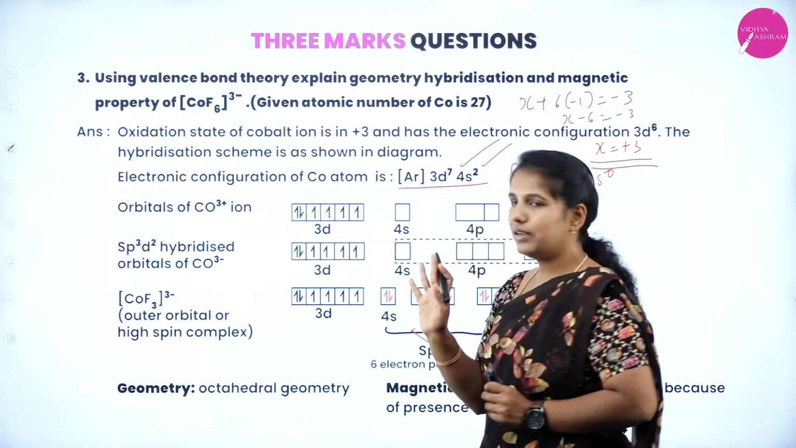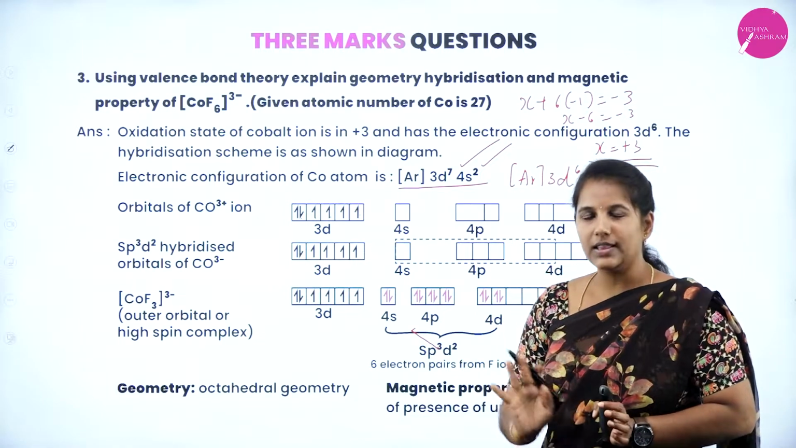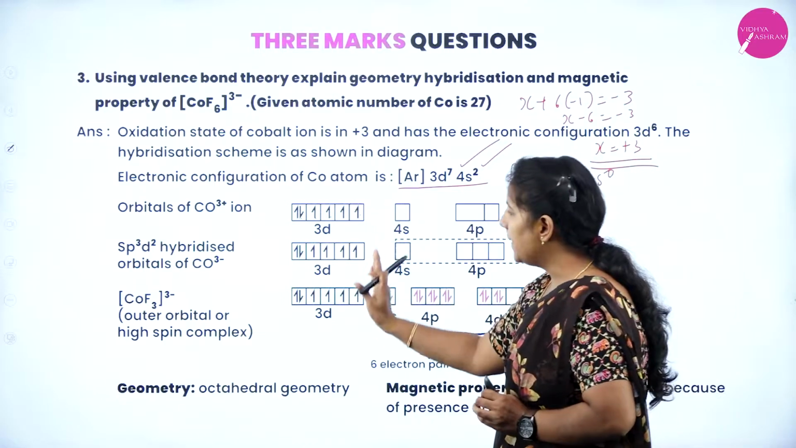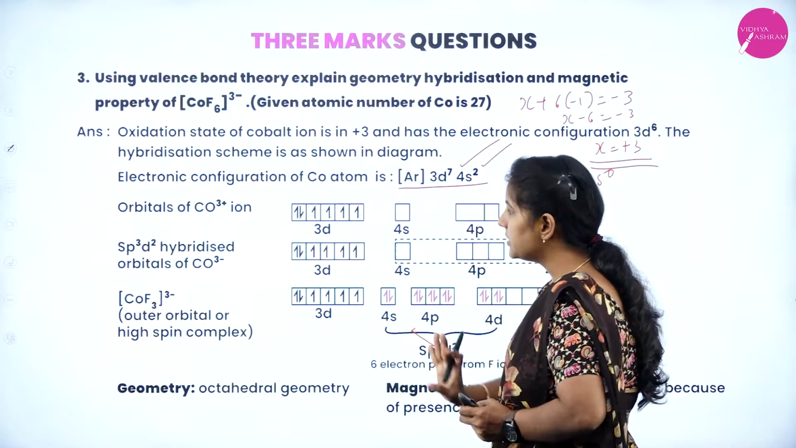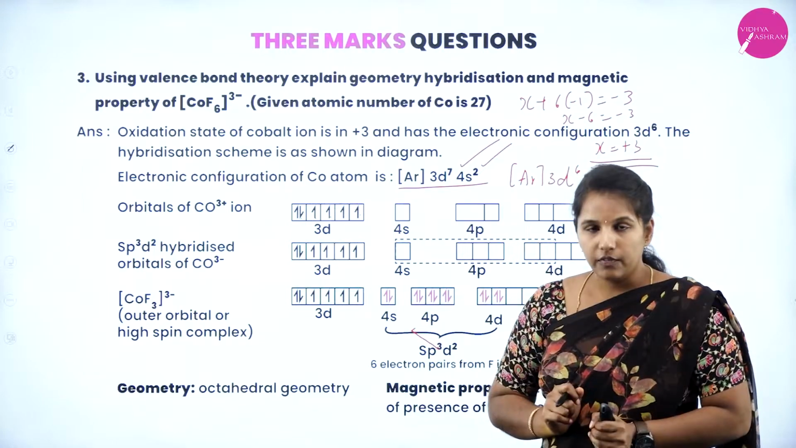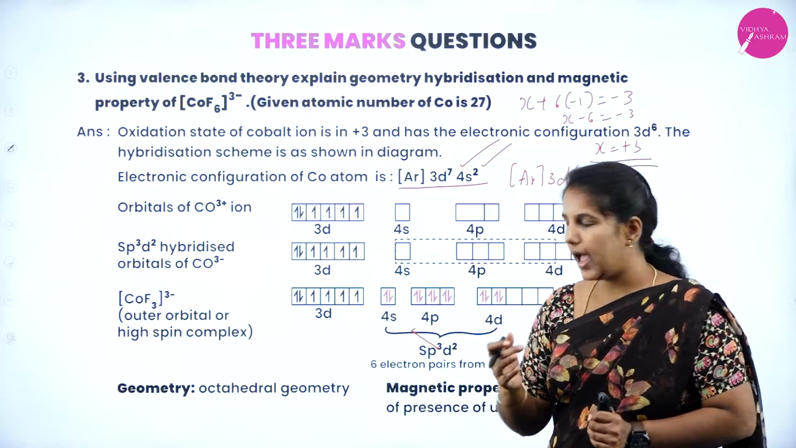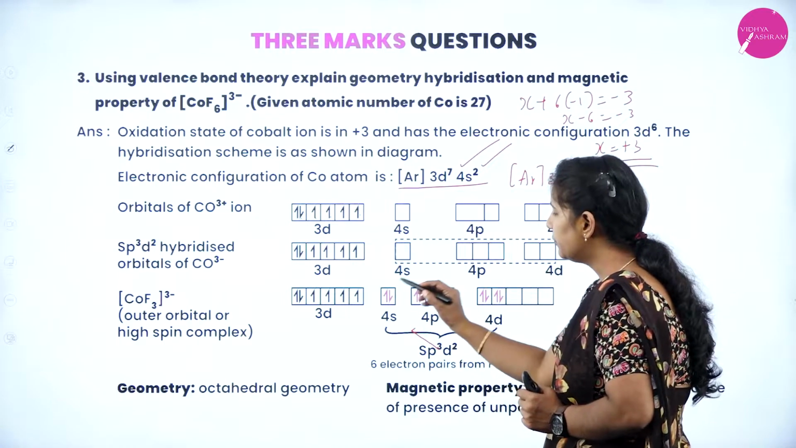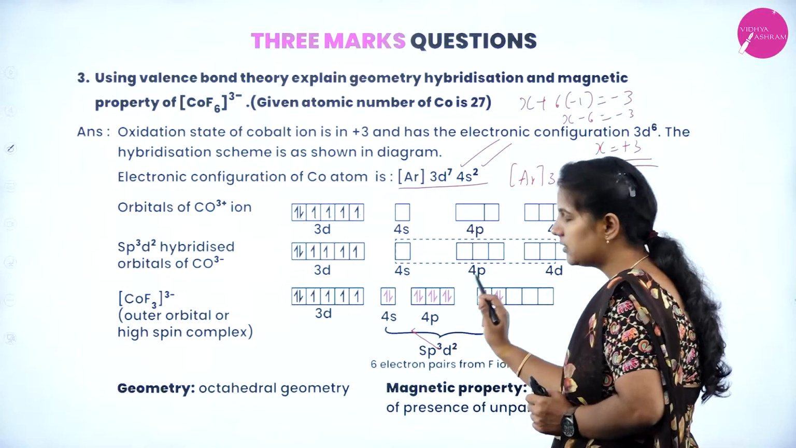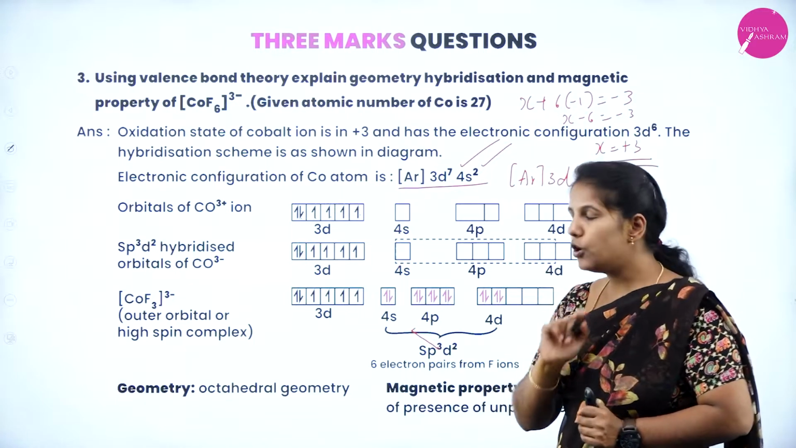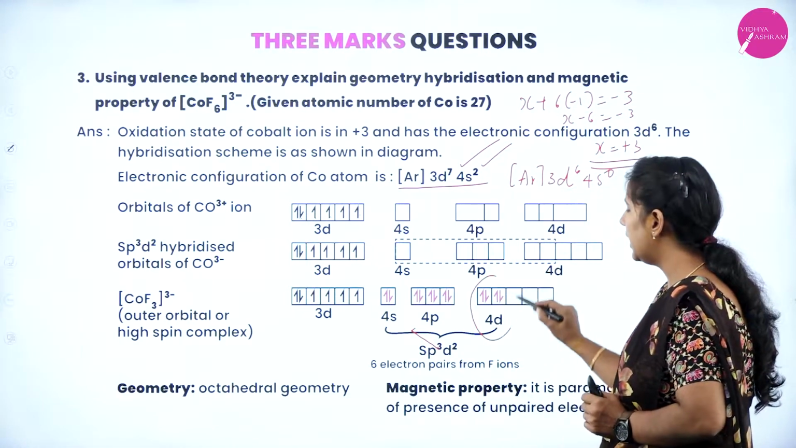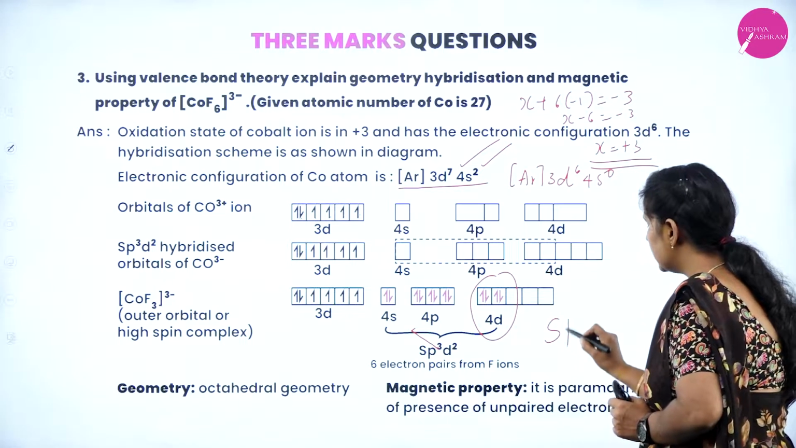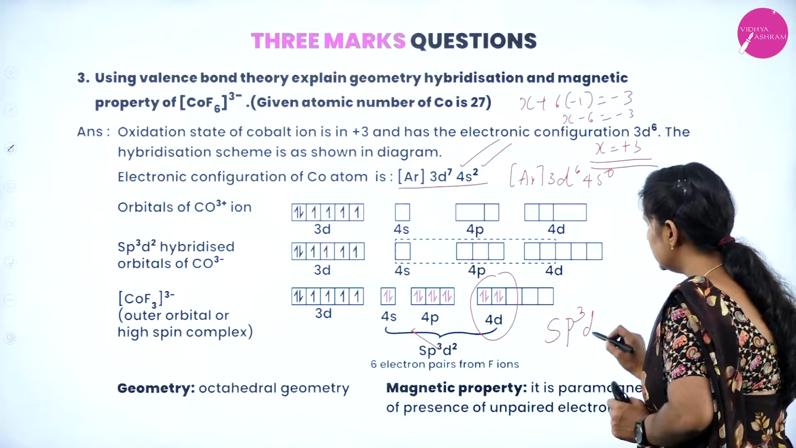Now I know that the halogens are very weak. They are electronegative. They are not a strong ligand. So the unpaired electrons will be left as such, but we want 6 vacant atomic orbitals for the hybridization. That is why I will take 4s, 4p and 4d. From the 4s I will take 1 orbital, 3 p orbitals I will take, and 2 more orbitals I will take from the 4d. So the hybridization will become 1s, 3p and 2d.